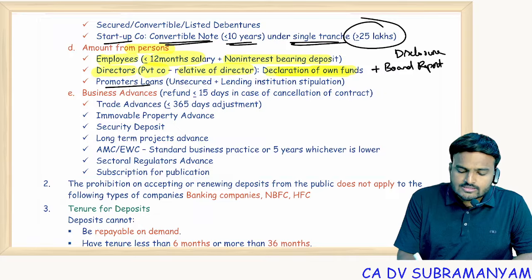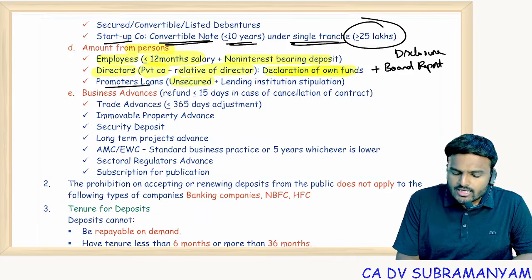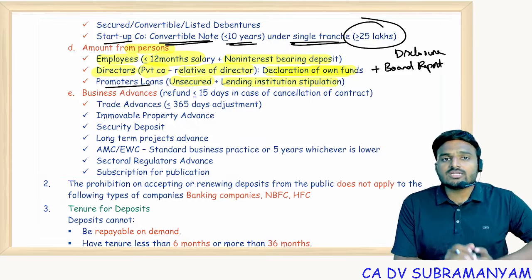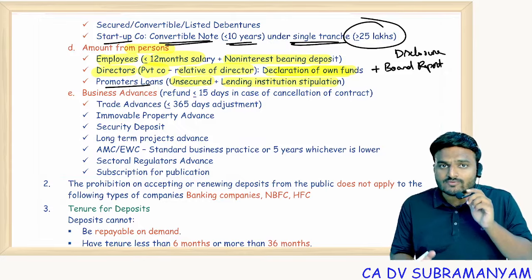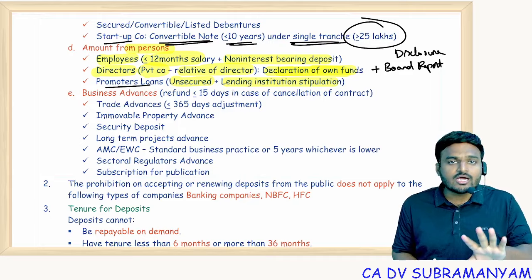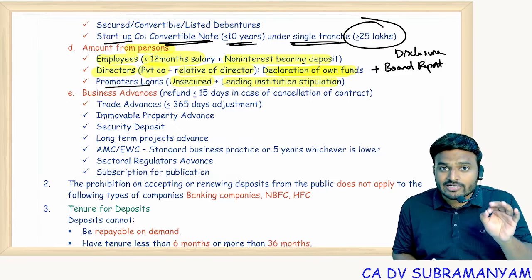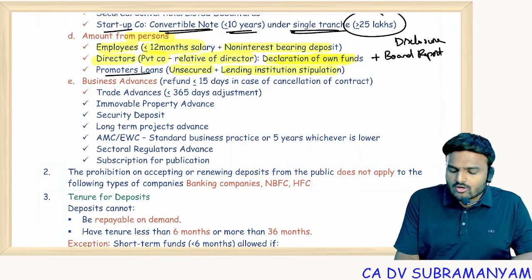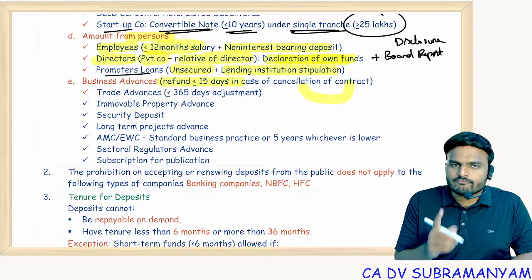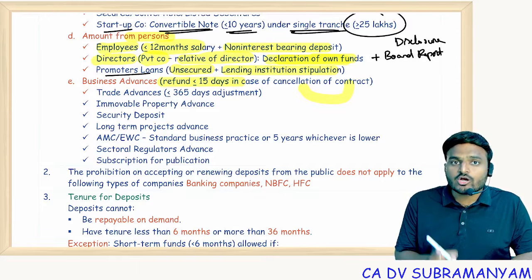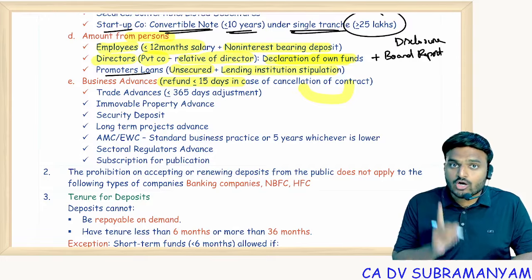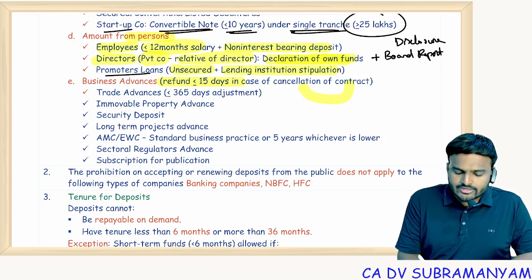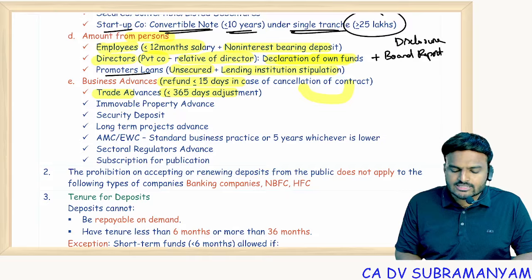Promoter loans, provided they are unsecured and according to the conditions imposed by the lending institutions. Until the loan with respect to the lending institution is repaid, unsecured loans from the promoters are not treated as deposits. Business advances: in case the contract is cancelled, then refund within 15 days of cancellation of the contract. If not refunded within 15 days of the event, it becomes a deposit. Understood? So trade advances up to 365 days, adjustment should be done.